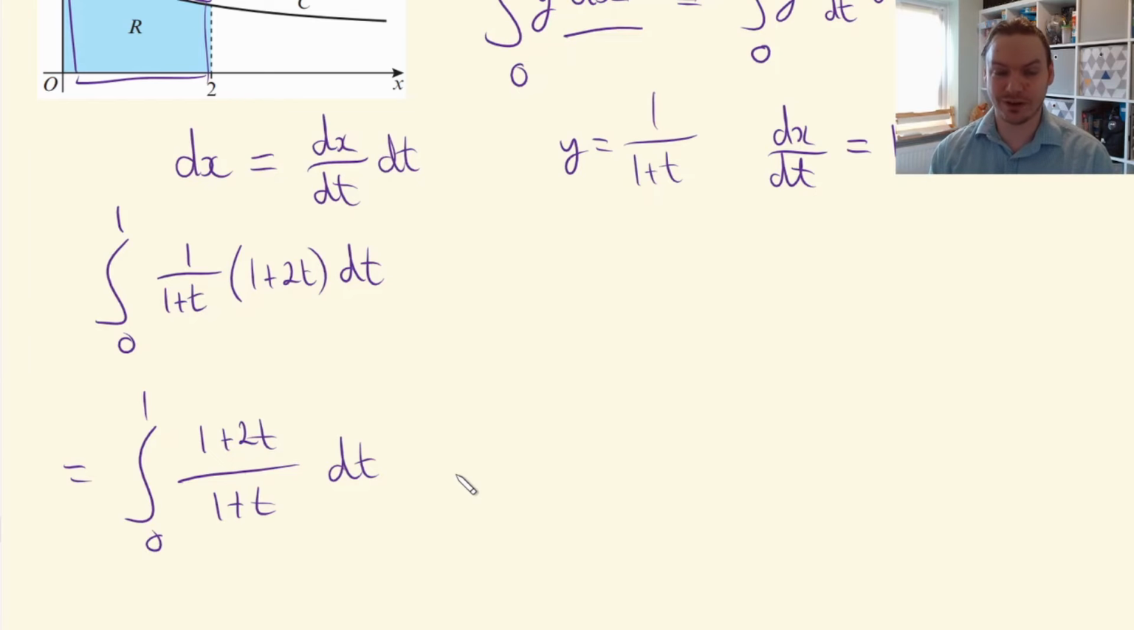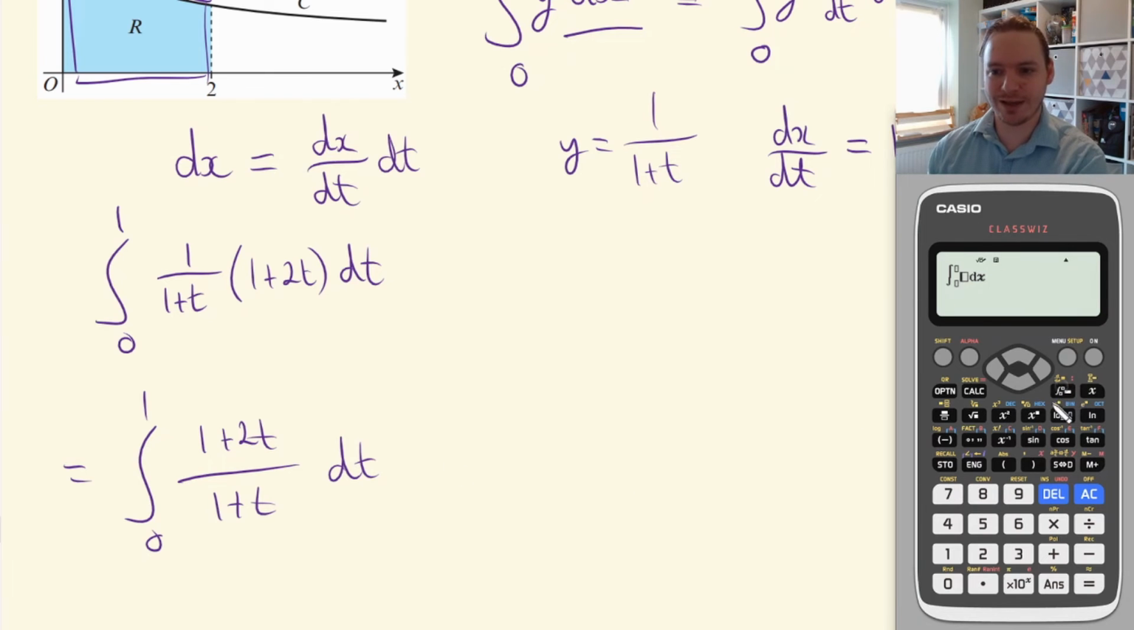If we were being asked to demonstrate what's going on, we would do a bit more work pulling that apart and integrating it. However, I can also just apply my calculator to this problem. Bearing in mind the calculator is dx, so I need to just think in my head agilely about this, and where I see a t I need to write an x so that the calculator will interpret it correctly. So what I want is 1 plus 2x over 1 plus x integrating between 0 and 1. This is a little confusing because obviously we've converted everything to t and then I'm typing x's in, but I've got 1.307.